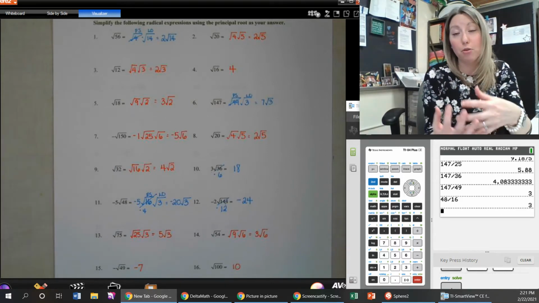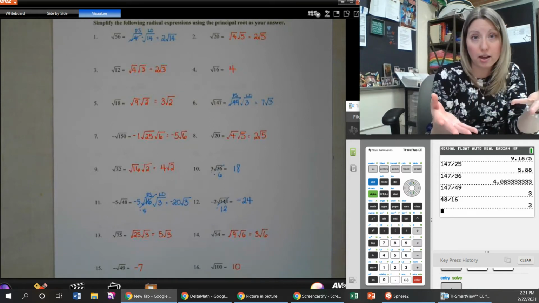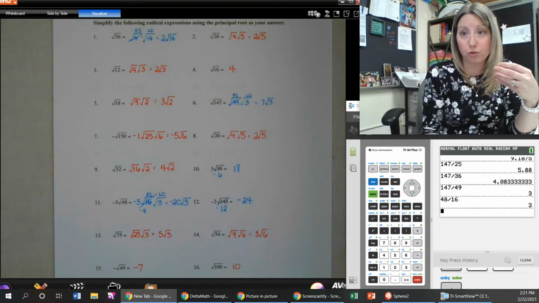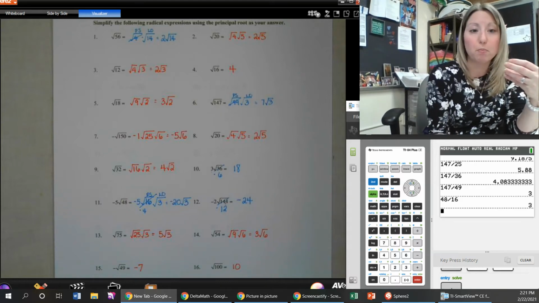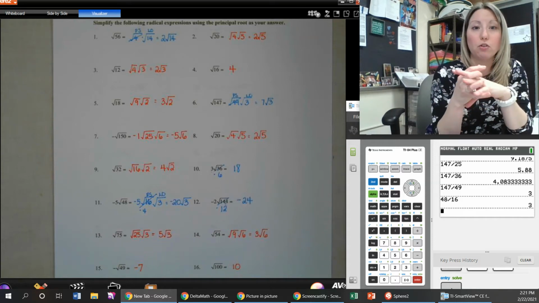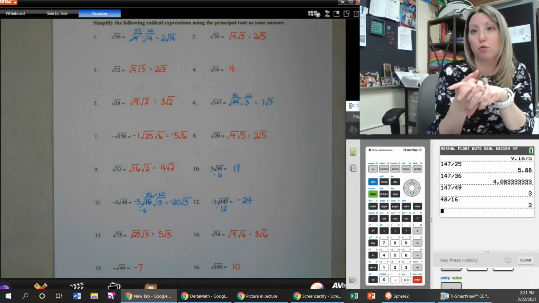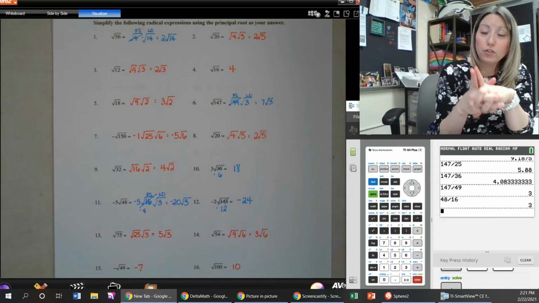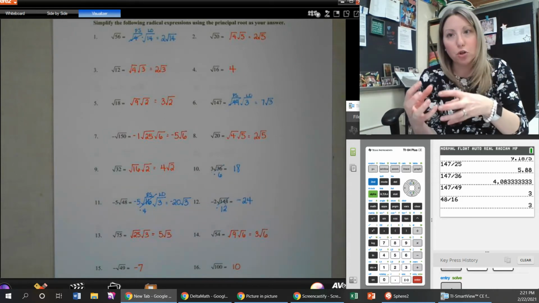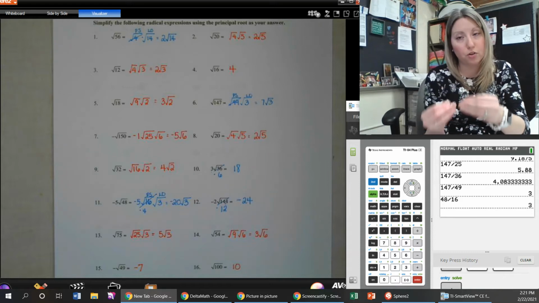If you didn't get out the biggest perfect square the first time, that's okay, but you're going to need to keep simplifying until that leftover is not evenly divisible by a perfect square. Okay, so you do want to be watching for that, looking for the biggest leftover. Also, be sure that the thing you're taking the square root of is the perfect square, and the leftover is the number that's still left under the radical.